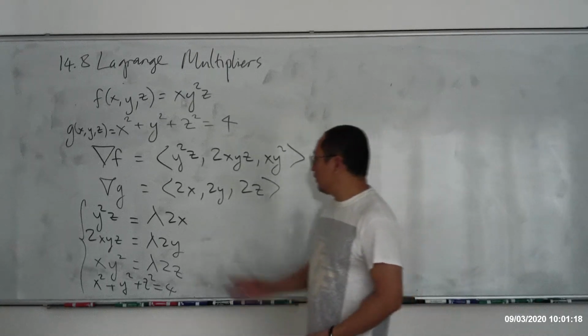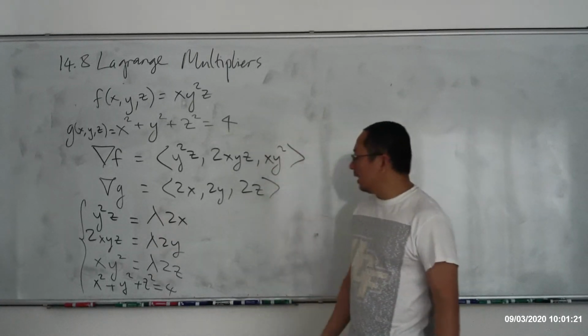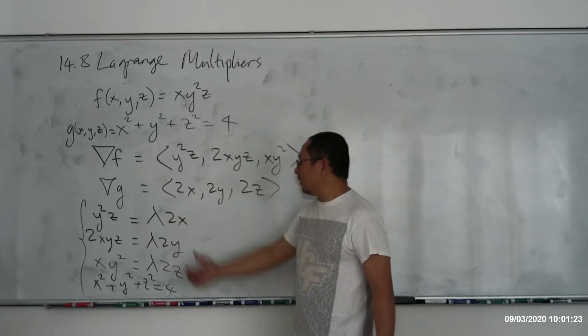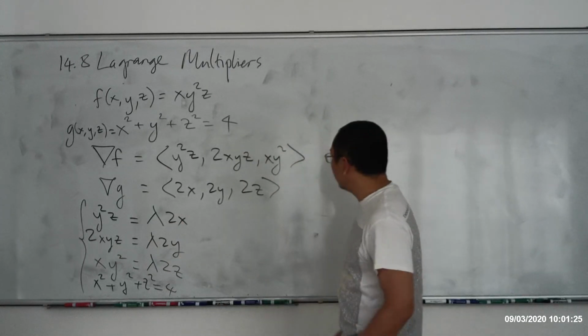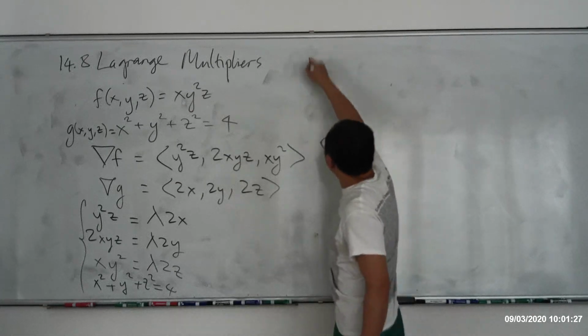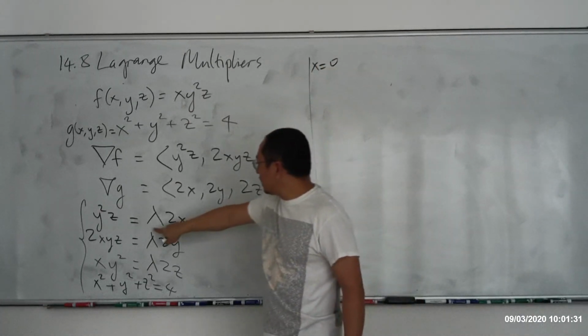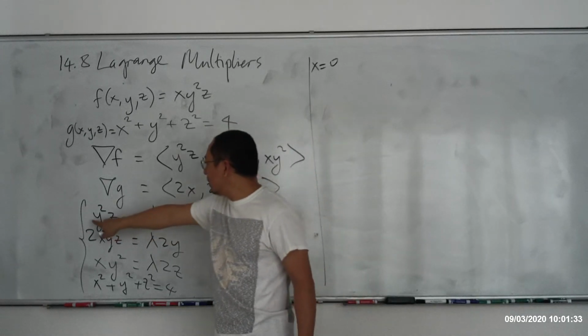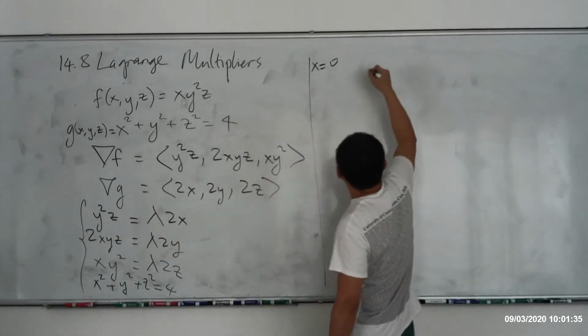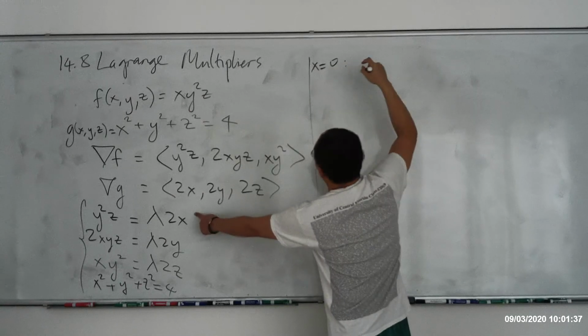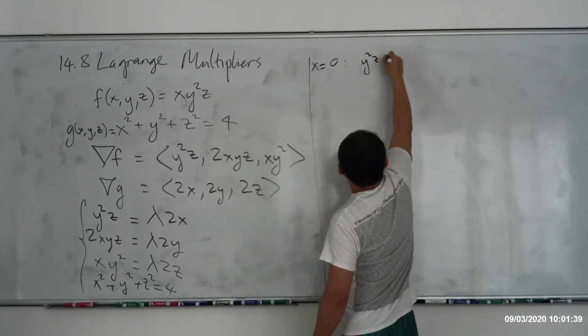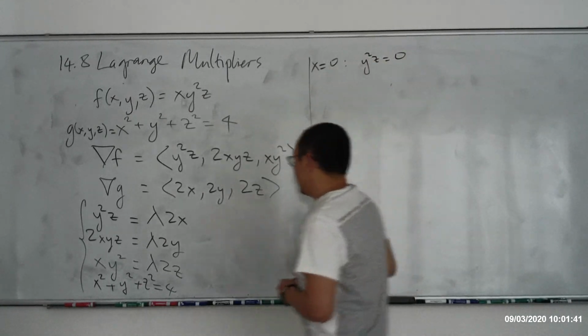Then, as usual, the first thing is you're going to check if any of those variables x, y, z equal to 0. So let's check one at a time. What happens when x equals 0? X equals 0, the first equation right here means what? Y squared z equal to 0, because x equals 0, right? So y squared z is equal to 0. Okay.